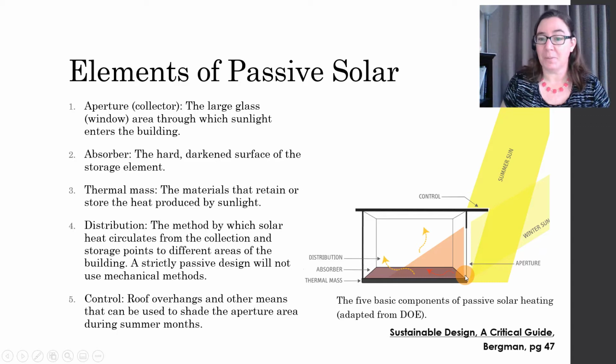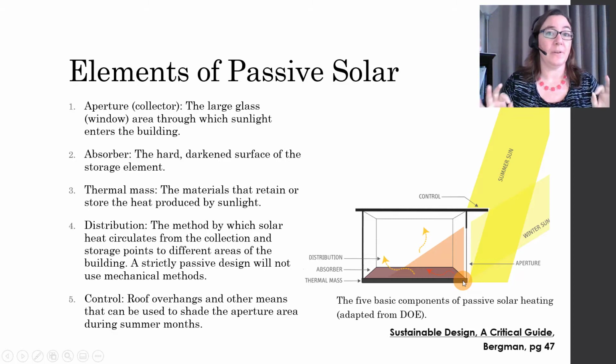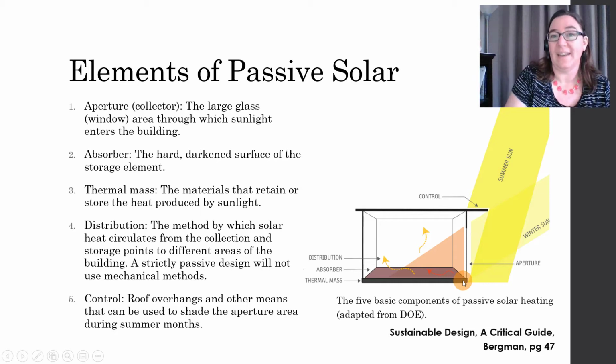So talking about that thermal mass, in this case, it is like a concrete floor slab underneath our absorber surface. It is a building material that will retain or store the heat that is produced by the sun and has entered your building. Next is the distribution method, and this is where the differences between the different types of passive solar come in. It's the method in which we circulate the heat from where it's stored to where people want it.